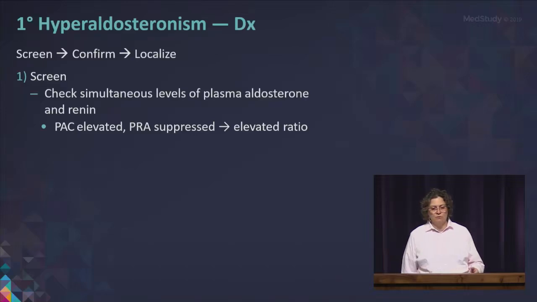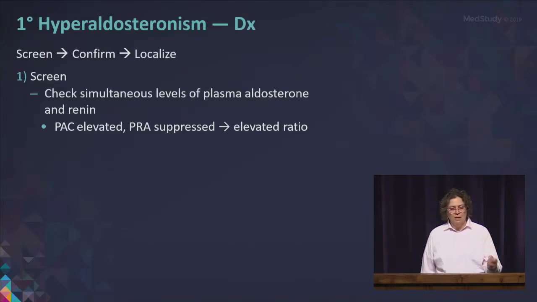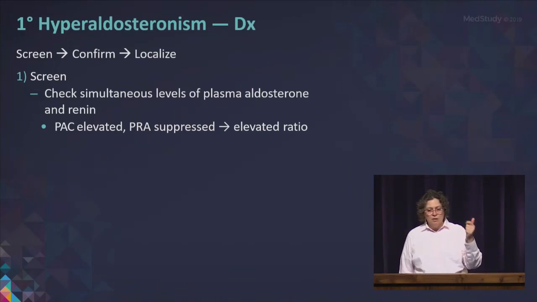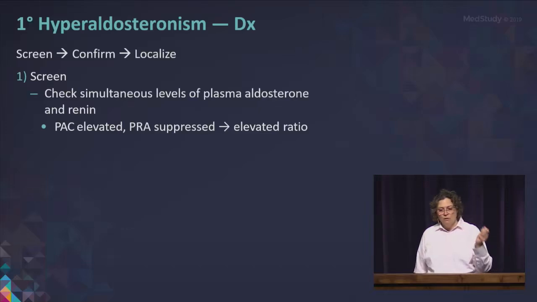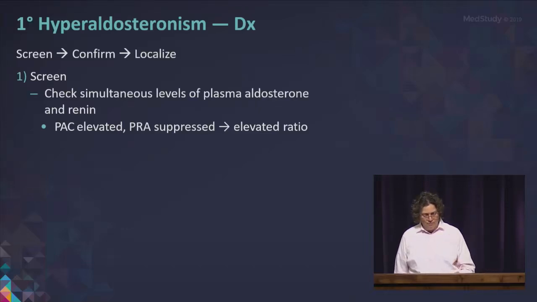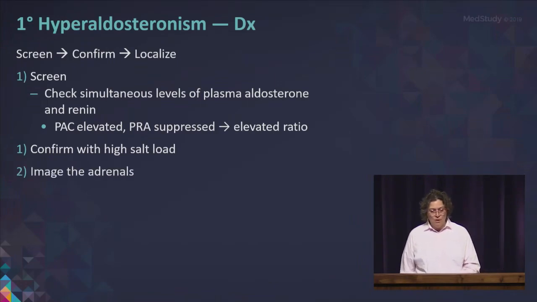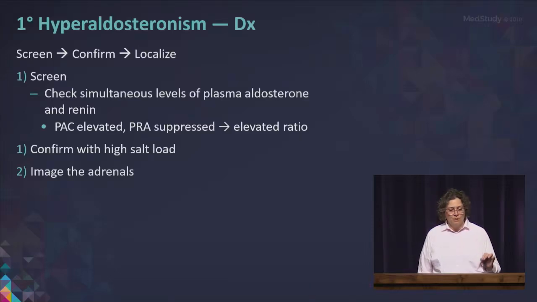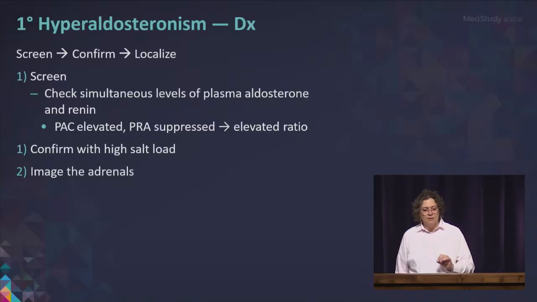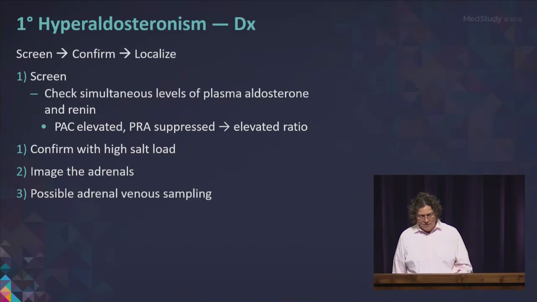So how we're going to screen for it is we're going to check simultaneous levels of plasma aldo and renin. It should be a high aldo state, suppressed renin, therefore giving you an elevated ratio. We want to do confirmatory testing, so we want a high salt load. So we can either do a saline infusion or put people on a high salt diet for 3 days and then see what that does to their aldosterone levels. Once we have confirmed that we have an aldosterone excess state, then we want to image the adrenal glands.